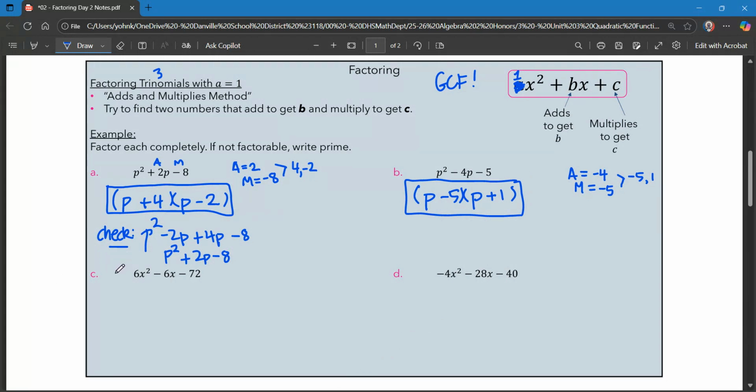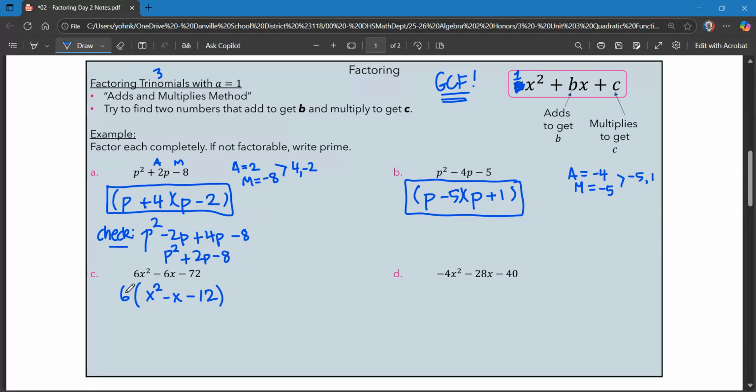All right, letter C, 6x squared minus 6x minus 72. First of all, notice that there is a coefficient in front of the squared term. Well, guess what, kids? Always look for GCF first because there is a 6 in common. If I take a 6 out, I'm left with x squared minus x minus 12. Once I do that, I want to take a look at the parentheses and see if I can keep going, because sometimes all you can do is take a 6 out and you're done. We saw that in the previous video.